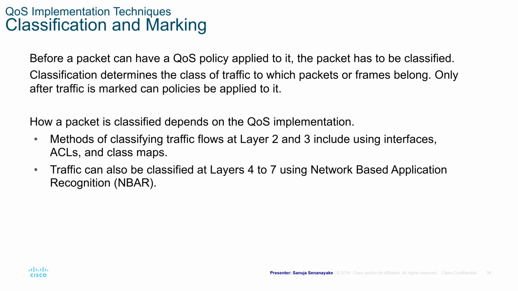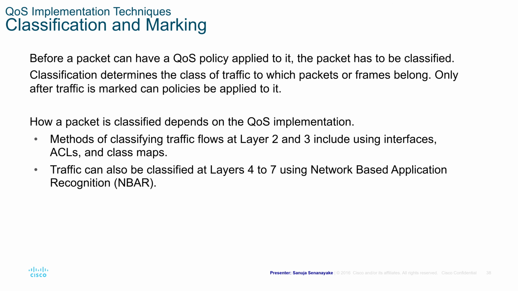Classification and marking, so let's look at that. Before a packet can have a QoS policy applied to it, the packet has to be classified. Classification determines the class of traffic to which the packet or frame belongs. Only after traffic is marked can policies be applied to it, because otherwise the system won't have any way of differentiating that traffic flow, right?